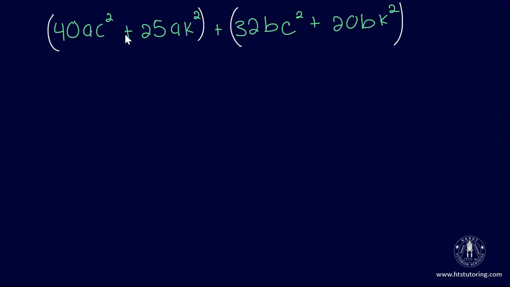So I'm going to get 40ac squared plus 25ak squared. And I'm going to find my greatest common factor between 40 and 25. Well, that greatest common factor is going to be 5. And then I'm going to look at the a's. Do they both have a's? They do. And the greatest number of a's I can take out is a to the power of 1, or just a. Now, they do not both have c's and they do not both have k's, so I can't factor those out. All right, so I have my greatest common factor, which is 5a.